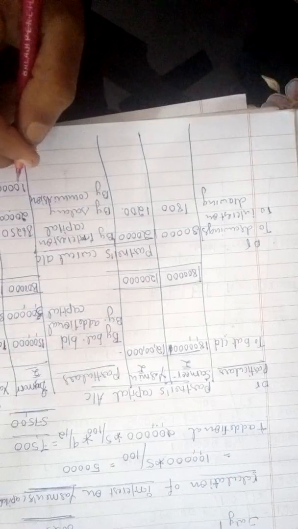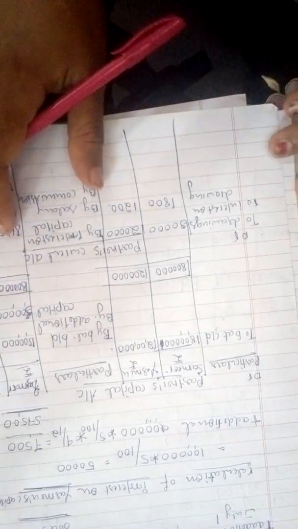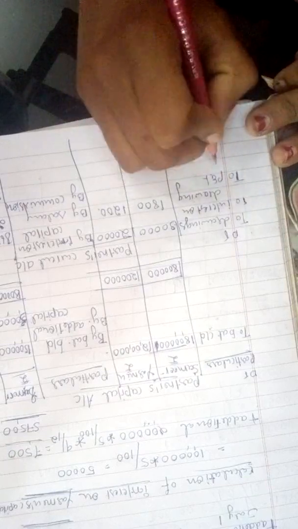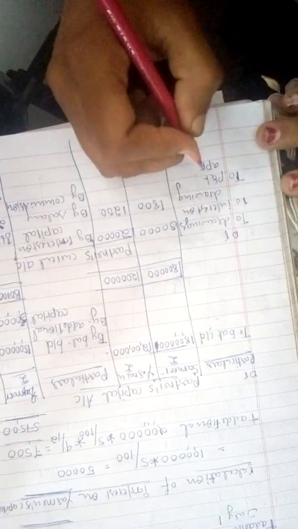Okay, then share in loss. That means what? They are sharing what? Losses from the P&L appropriation.